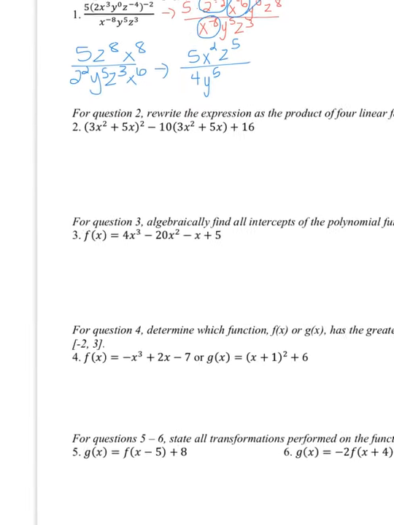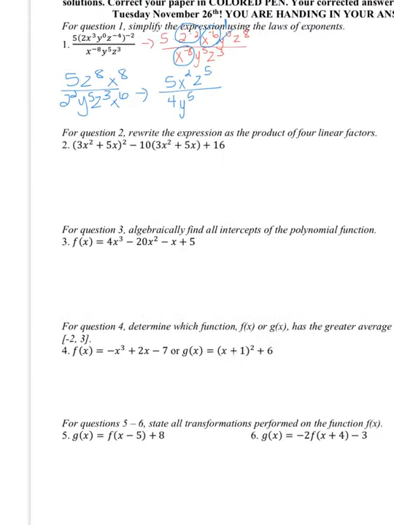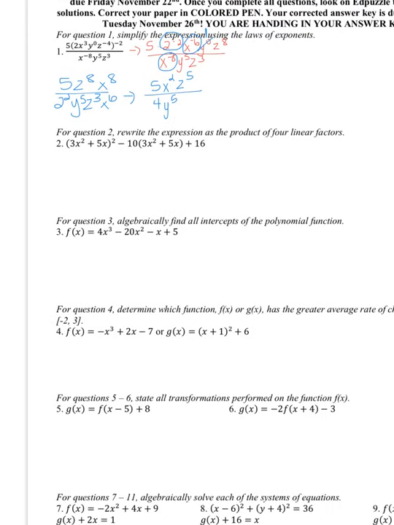For number 2, this is that question that we had an issue with on our last test. The question says to rewrite it as the product of 4 linear factors. That means my final answer is going to look like this. 4 sets of parentheses. Okay? You're not going to multiply all of this out. You can, but then it leads into something that you do not know how to factor.